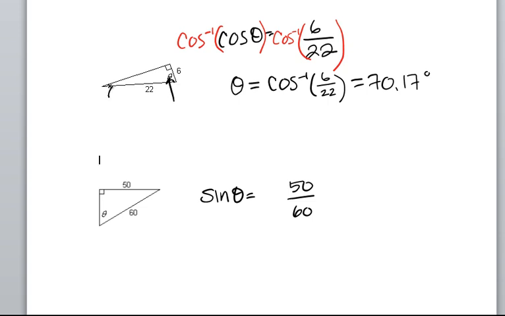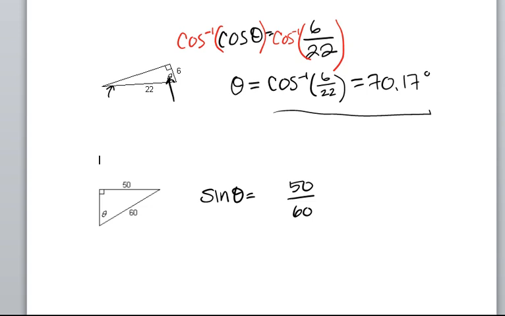So that means that this other angle here is just under 20 degrees. So the inverse cosine, or this statement here, says that the inverse cosine of the ratio 6 over 22 is 70.17 degrees. In other words, the angle whose cosine is 6 over 22 is 70.17 degrees.